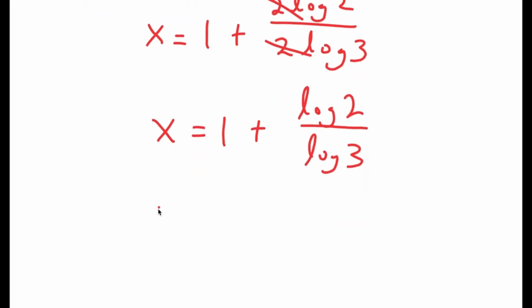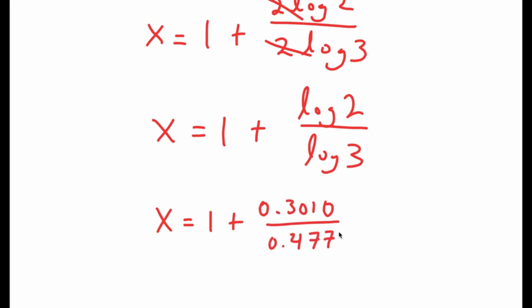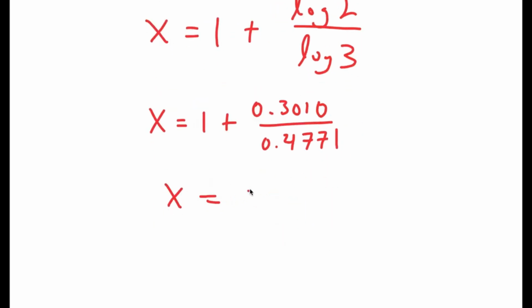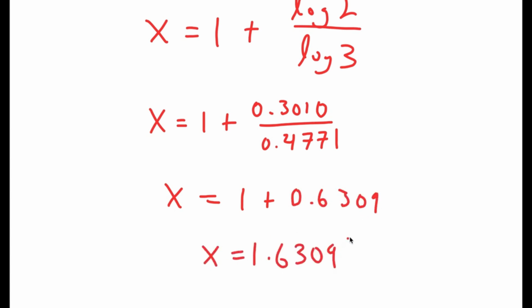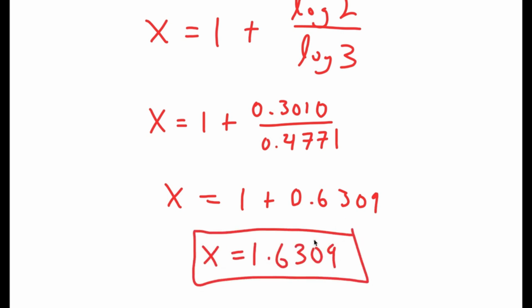Now log 2 is equal to 0.3010, and log 3 is equal to 0.4771. So if I divide these two, I get x equals 1 plus 0.6309, meaning x is equal to 1.6309. So this is my answer.